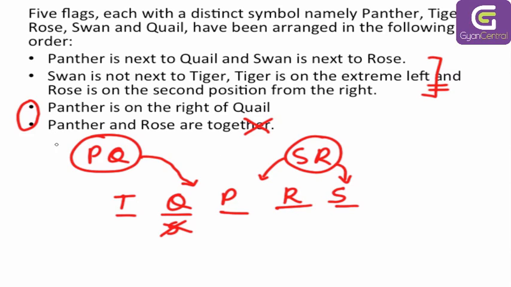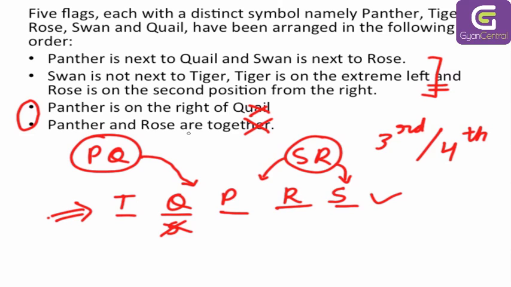However, if you had looked at the fourth statement first, panther and rose are together, then also you would have got the exact same order. Then the third one would have been redundant. So, in this particular data set, the third or the fourth, either of these statements can be removed. You only need one of them to get the final order of T, Q, P, R, S.